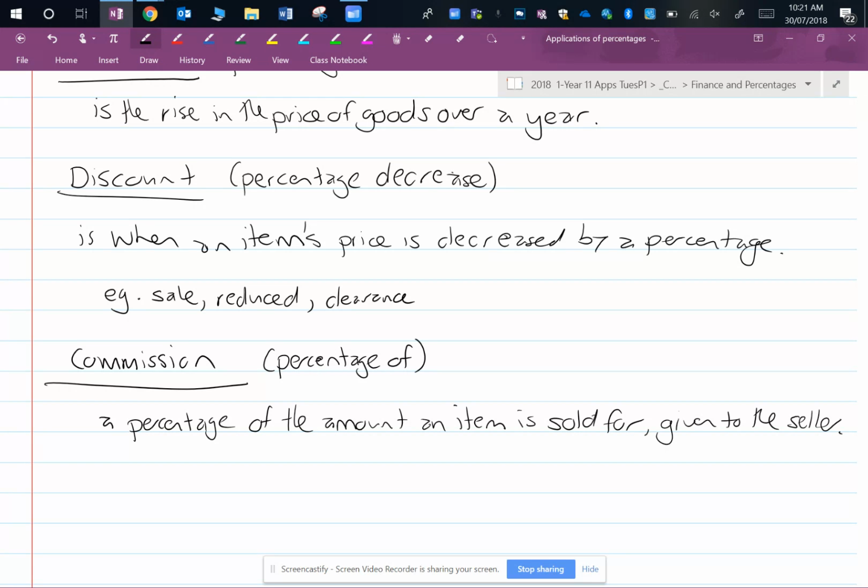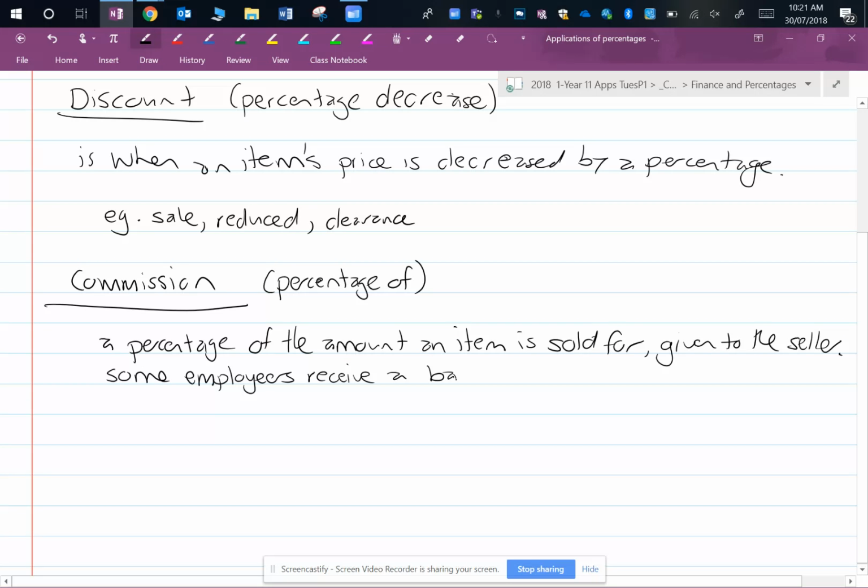Some employees receive a base salary or retainer plus commission. I'll explain what that means with a couple of different scenarios.